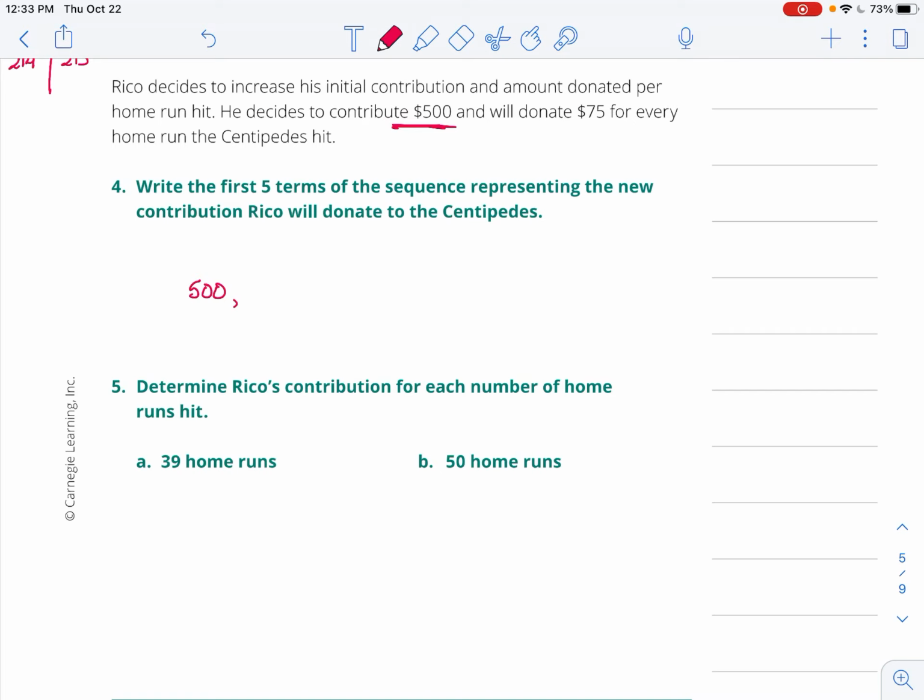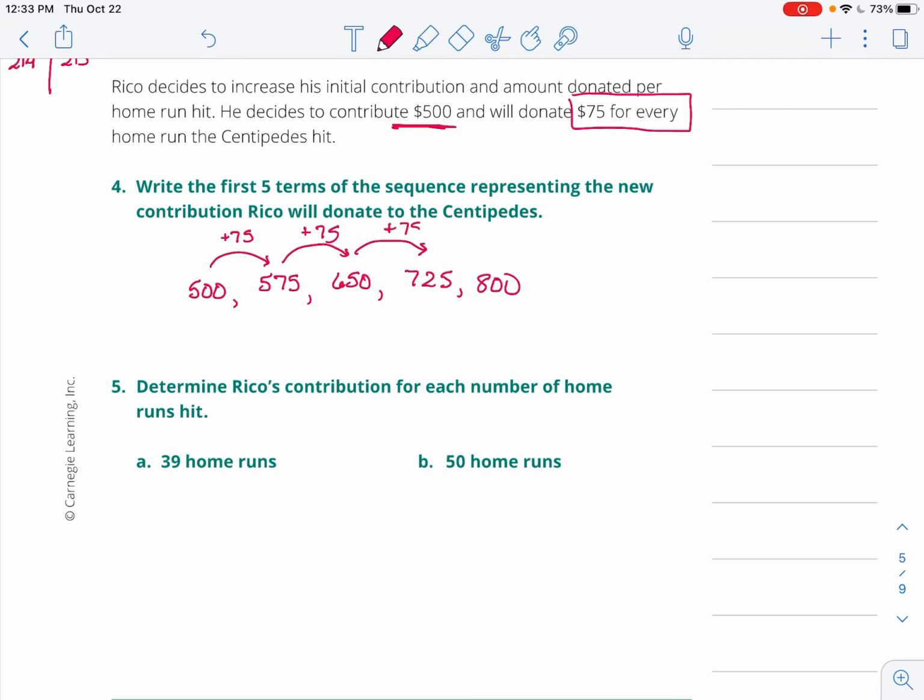But if I want the next term, I'm increasing by a constant of 75. That's what makes this an arithmetic sequence. So I'm going to take 500 and add on my 75. So that is my common difference. I'm going to take my second term and add on my common difference. This is more thinking of it recursively. Your previous term plus your common difference will get you your next term.